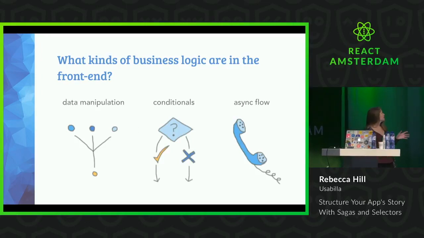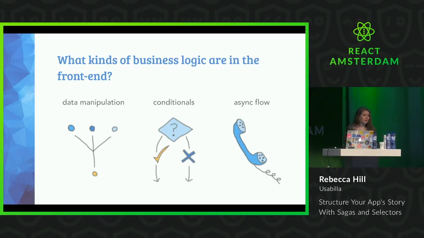Okay, so let's split the problem up into three main areas. Firstly, we have data manipulation. So say we need to display a user profile. Well, some of the data might come from user input and some from an API endpoint. Well, we might want to merge that data in a specific way.